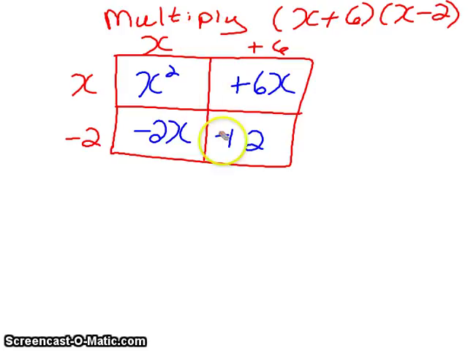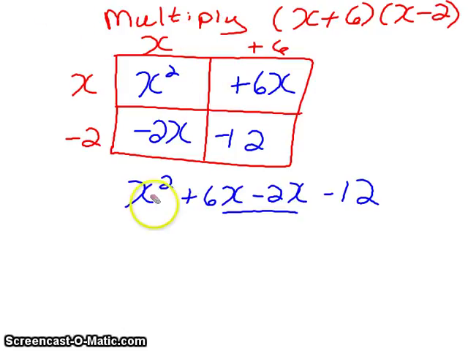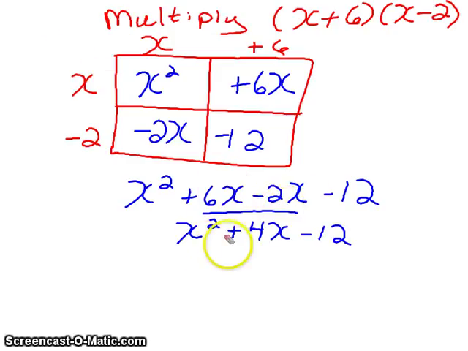Once I have all four windows filled in, I then write down all of the pieces below. So I have x squared plus 6x minus 2x minus 12. And I'm going to pay special attention to these two because these are what we call like terms, and I simply combine them for a final answer of x squared plus 4x minus 12.